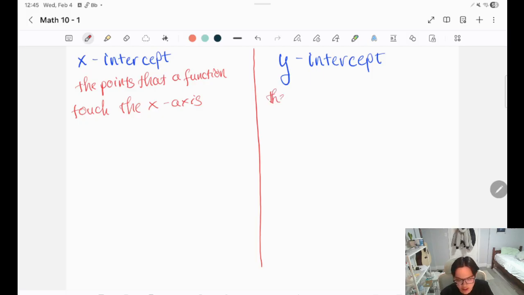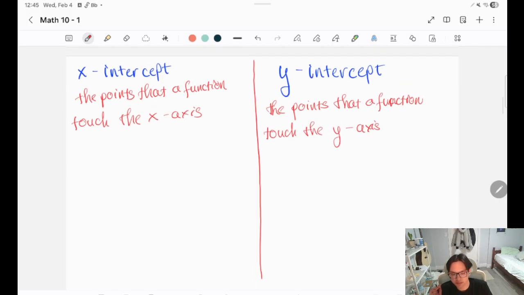So the y-intercept is the point that a function or equation touches the y-axis. Right.